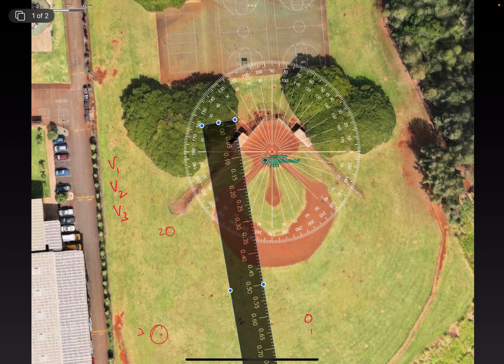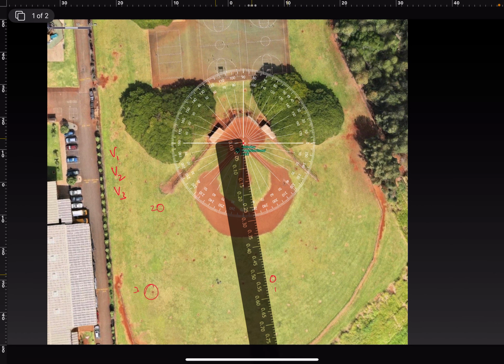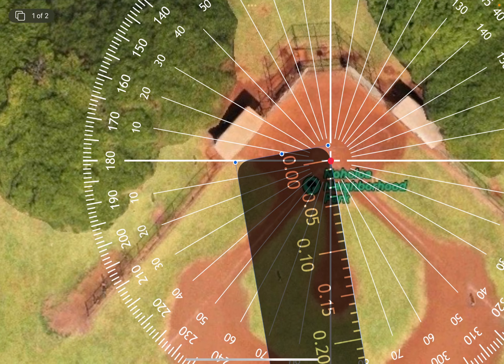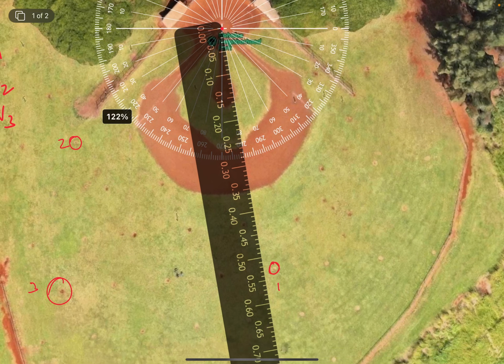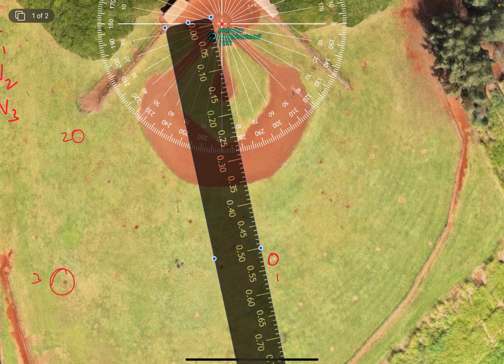I'm going to rotate it with 2 fingers, I'm on my iPad right here. And I'm going to put 0 at the origin right there. All right, so that's 0 meters from the origin. And I want this ruler to basically draw a straight line to my sprinkler head. Now I'm off a little bit, so I've got to tilt it some more. All right, 2 fingers.